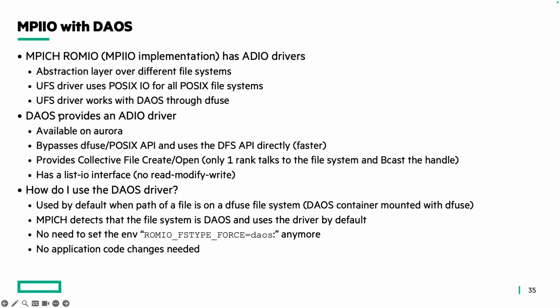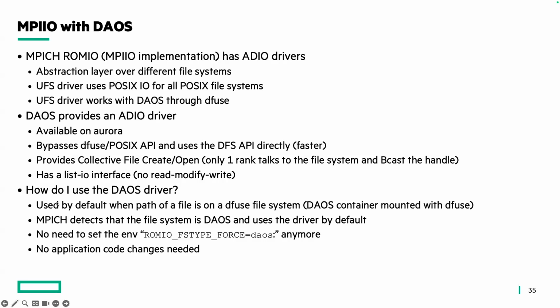Why use this driver instead of the UFS driver? This driver provides collective file create and open. The UFS driver does not: every process will open or create a file when they want to get a file handle, so all processes will talk to the file system. When using this driver, only one rank talks to the file system and broadcasts the handle. The other optimization is a list I/O interface, so there's no read-modify-write at all. That optimization works well in some cases, maybe not so well in others, but mostly it works well.